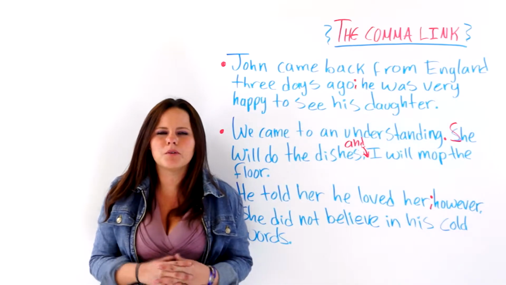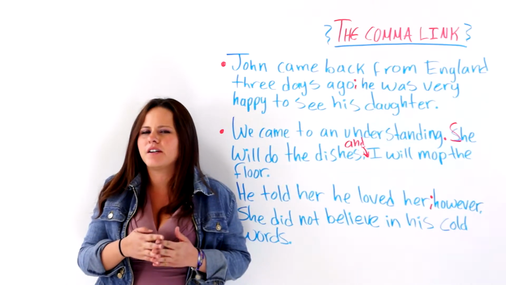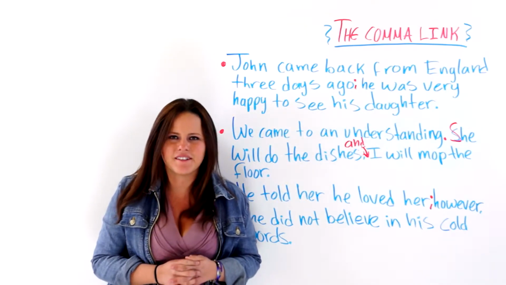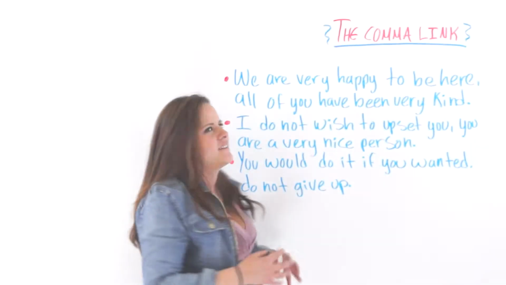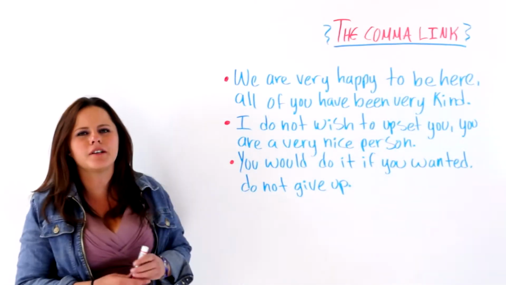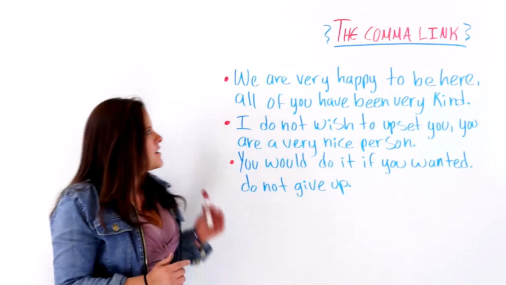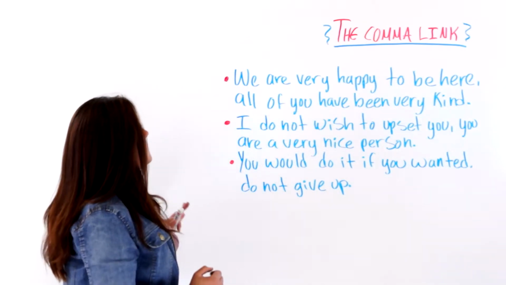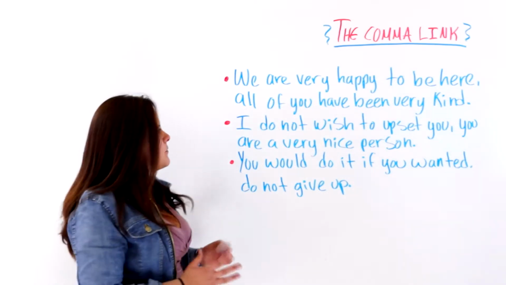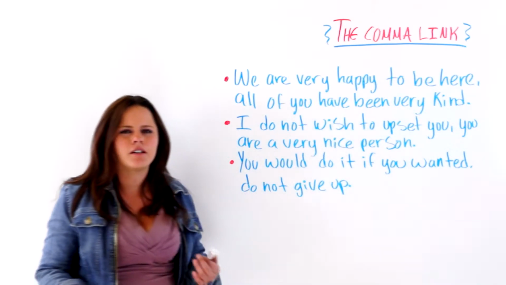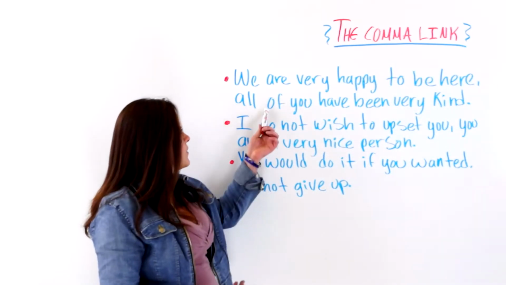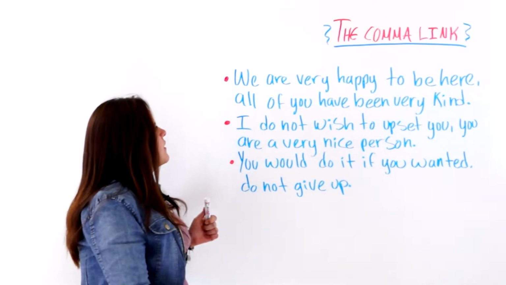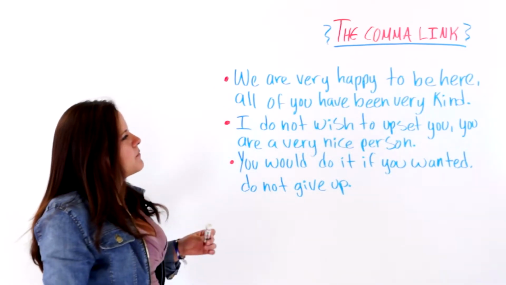All right, next, I will move on to some practice sentences so that you can interact with me and help me correct the comma link or the comma splice error in a sentence. Now, I have three more examples on the board, and you are going to help me correct these mistakes. First one says, we are very happy to be here, comma, all of you have been very kind. As you can see, both clauses are directly related. They're talking about the same thing.